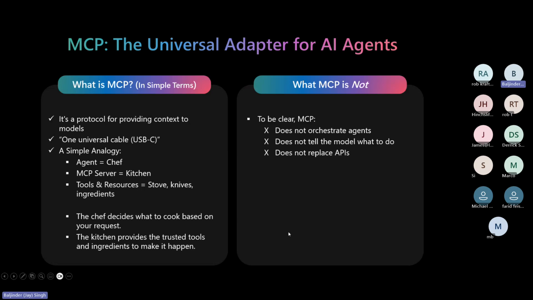What MCP is not, to be very clear, it's not an orchestration layer. It's not providing that orchestration between multiple agents, because the AI systems today are growing, and it has become very common to use multi-agent systems. So it's not the orchestration layer. It does not tell the model what to do. That's the model itself, and then it does not replace APIs. APIs is what MCP facilitates and makes your agents talk to.